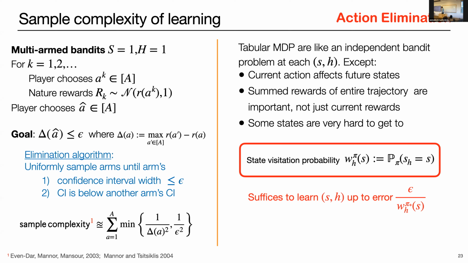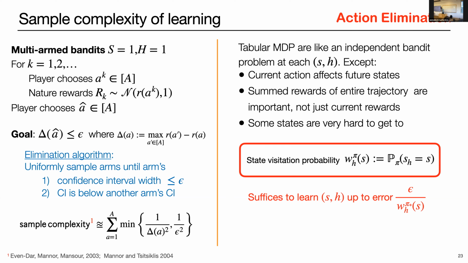So it turns out you can prove, by doing a standard perturbation analysis, that it really only suffices, in each state and horizon h, to learn the optimal action in that state and horizon up to tolerance epsilon over W_h^pi*(s). And what this means is that if it's really, really hard to get to a particular state at some time h by the optimal policy pi star, if that policy is just never going to go there, I don't need to learn that state. I really just don't need to know what the optimal action is.